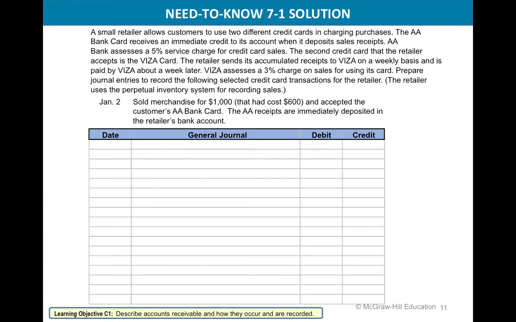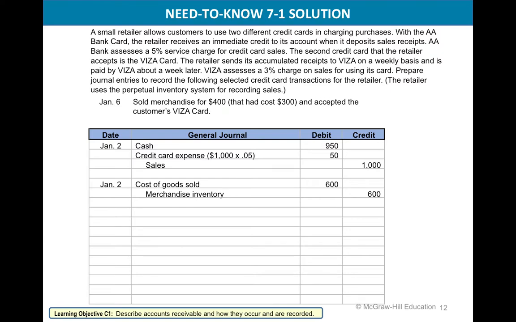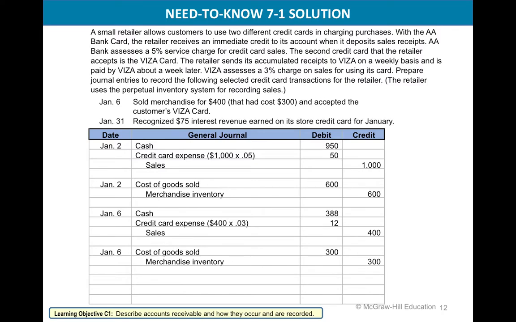Sold merchandise, receipts, deposit, retail bank. Again here, just straightforward. They said the customer's credit card. There's a credit card expense fee there. Now sold merchandise, again, the customer's Visa card. And again there, we had to pay that credit card expense. The $400 sale with $12 had to go to Visa. And again, there was some interest here on the store credit card. Yeah, it's receivable, and again, interest revenue.